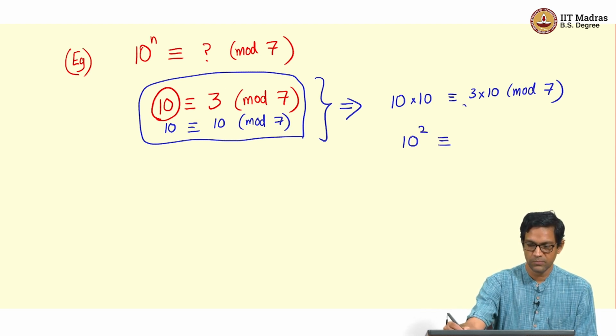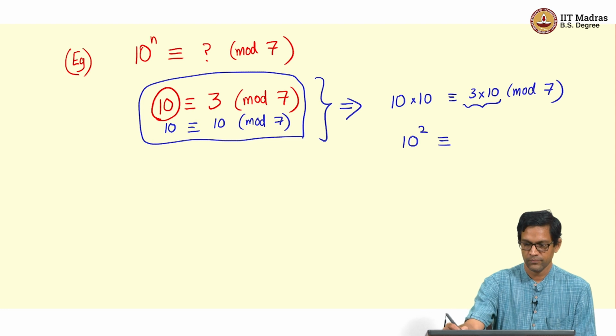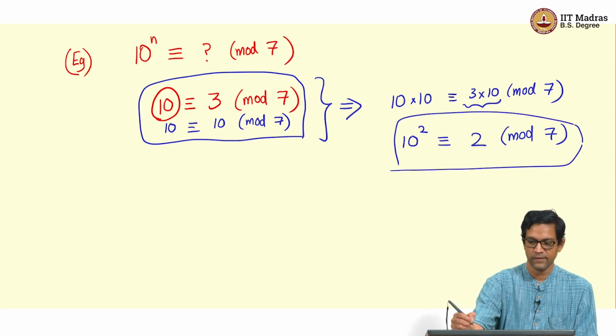So my original problem, which was to find out what 10 squared is congruent to, has become a somewhat simpler problem. I have smaller numbers at play. I have to figure out what 3 into 10 is congruent to. That is a smaller number, it is 30, and I know 30 mod 7 is: 28 is the quotient and 2 is the remainder. So 10 squared is congruent to 2 mod 7. I concluded that quickly; observe, I did not actually calculate what 10 squared was in this case.